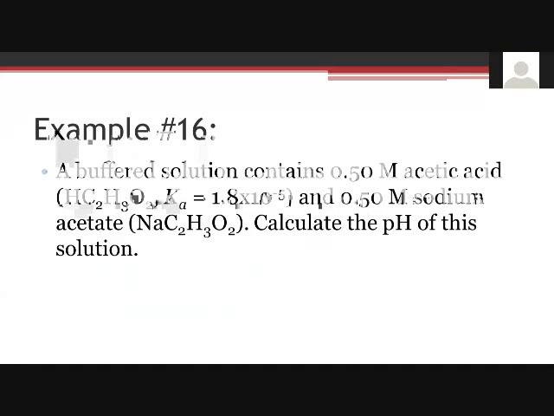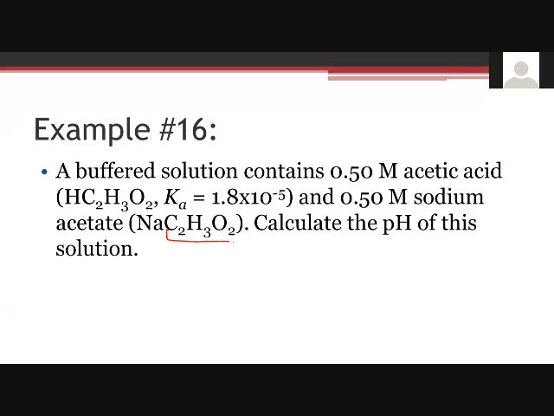The first problem I have is a lot simpler than the next one. A buffered solution contains 0.5 molar acetic acid, Ka listed there, and 0.5 molar sodium acetate. We want to calculate the pH of this buffered solution. This is very similar to what we've been doing, but it's a nice brain warm up. From the sodium acetate, the important part is the acetate ion, C2H3O2 minus.